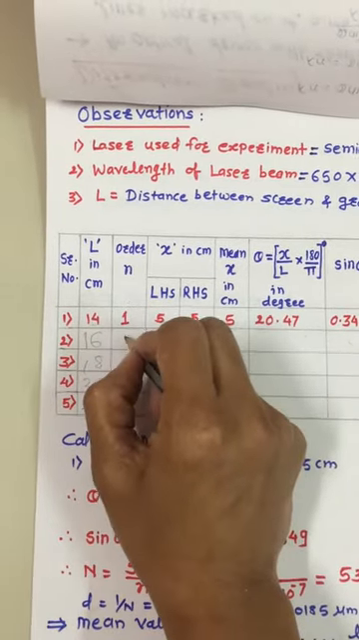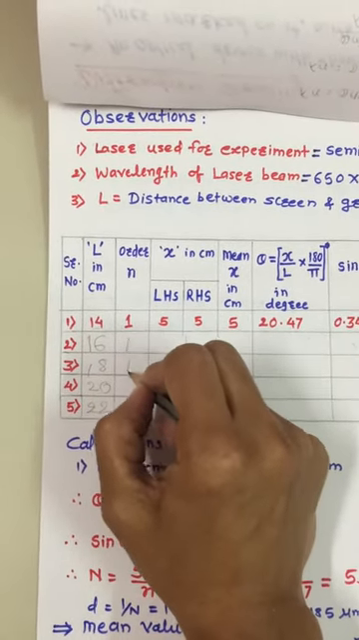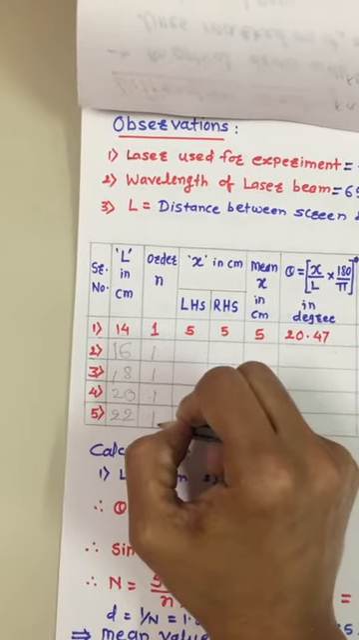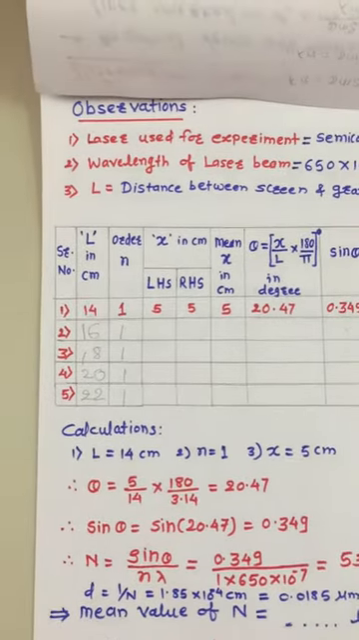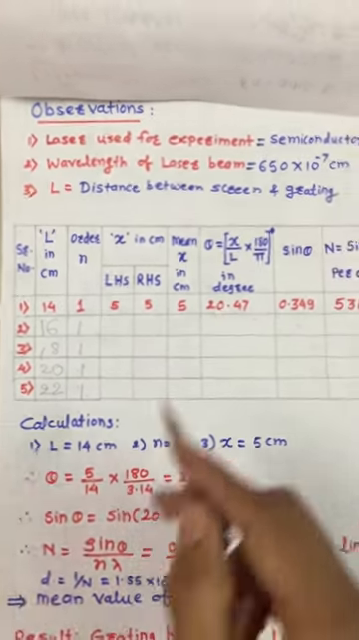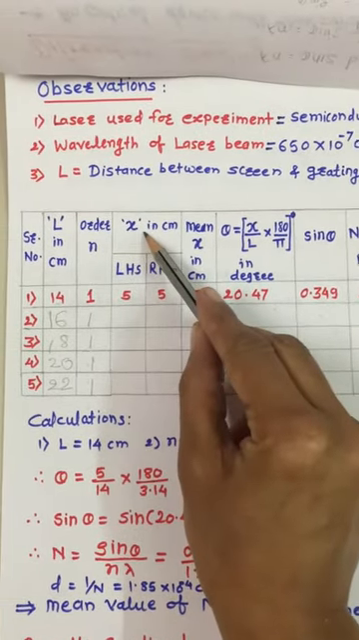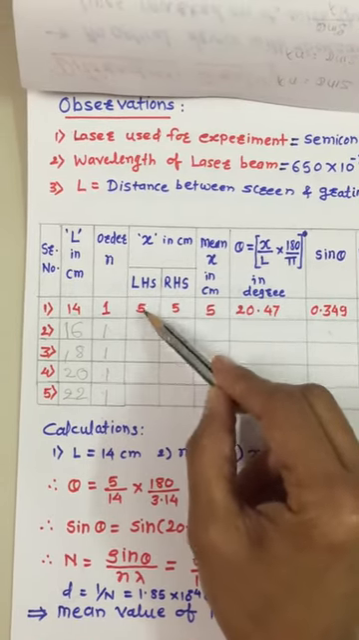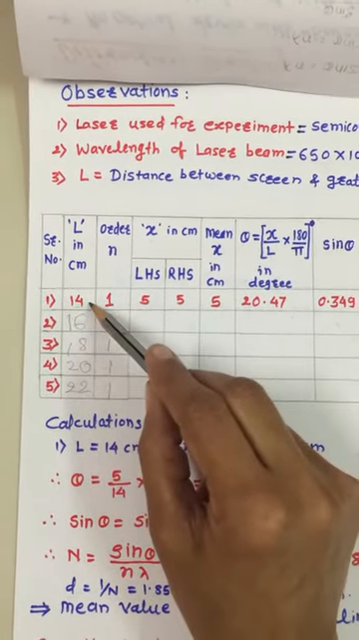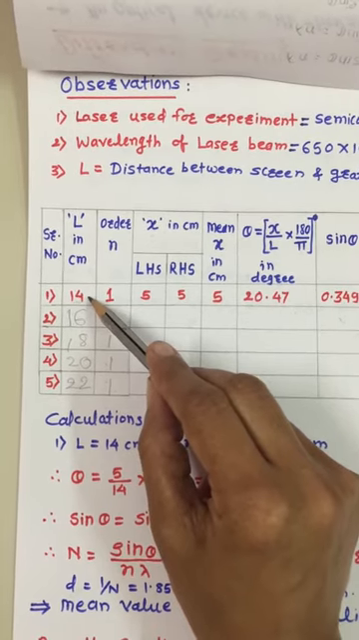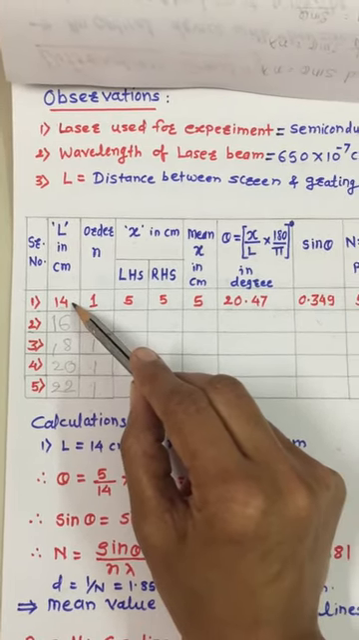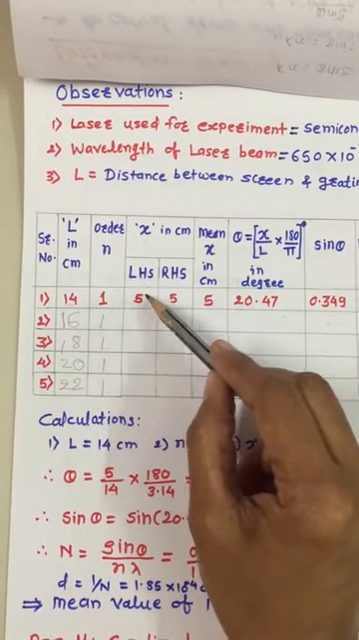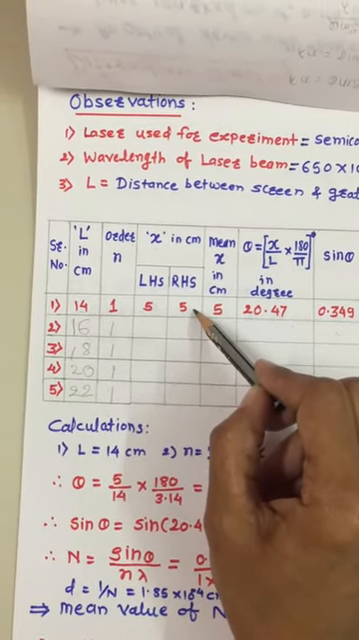The first order is clearly visible in our setup, so I mentioned here that we are going to use the first order spot. Then X means the spacing between the central maxima and the first order maxima. For this first reading, when the distance between screen and grating is 14 centimeter, the X value for LHS and RHS we obtained is 5.